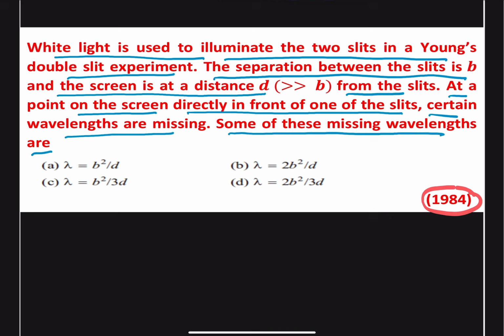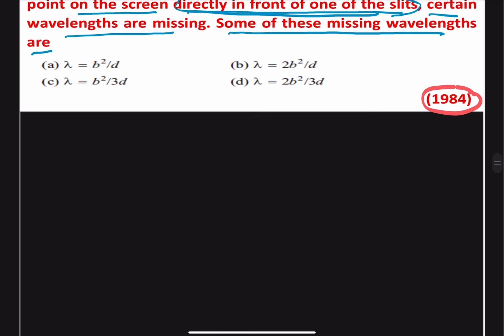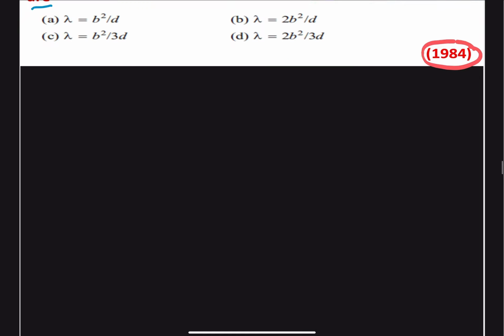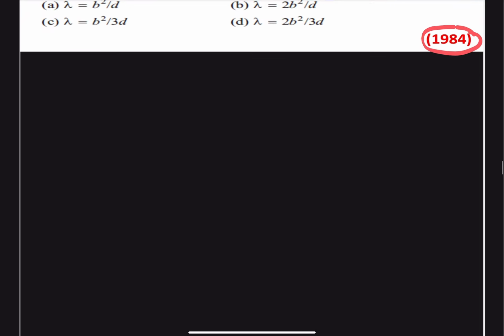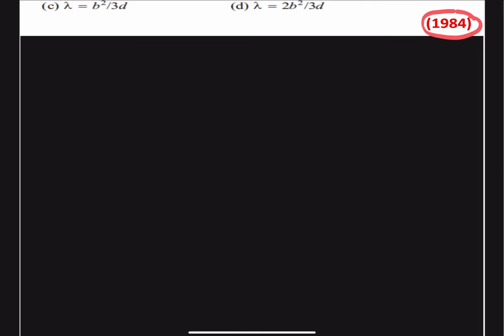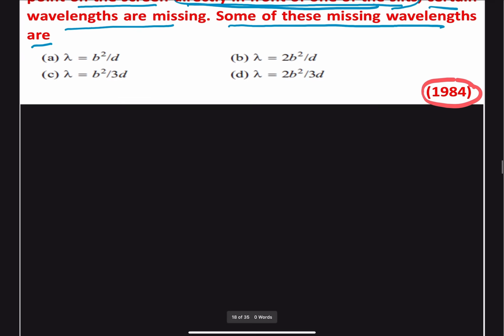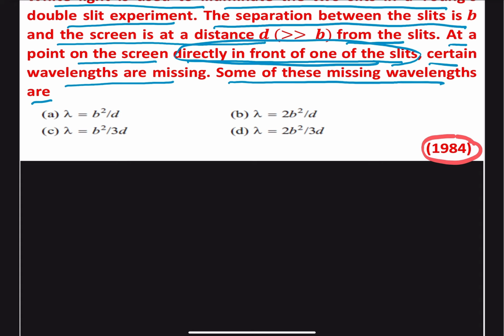So in this case, we have to find out which of the wavelengths are missing and when they are going to meet, or you can say converge at a point, and that point is given as directly in front of one of the slits. So indirectly we are given where this point is going to lie.